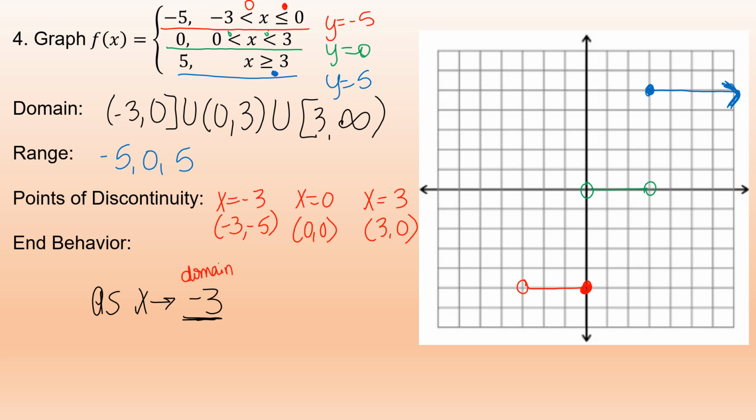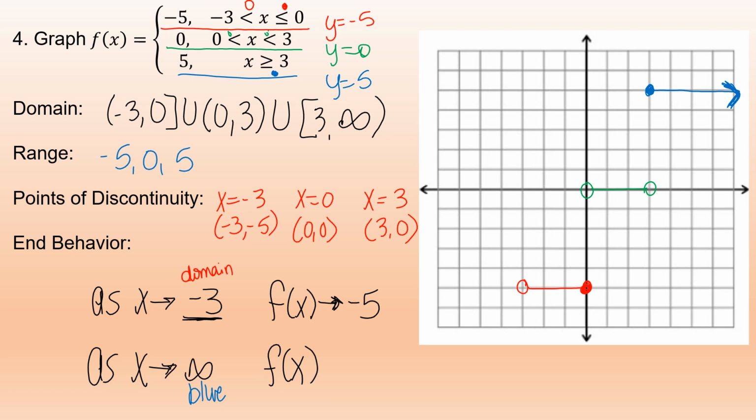So as those x's approach -3, the y values are approaching -5. And then to the right, as x approaches, this time we can use positive infinity because that last section that we have said 3 and greater. So all of the x's from 3 on and up. All right, and then as x approaches infinity, f of x approaches that particular y value, which is +5.